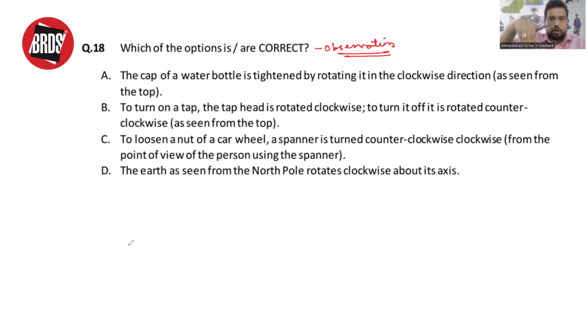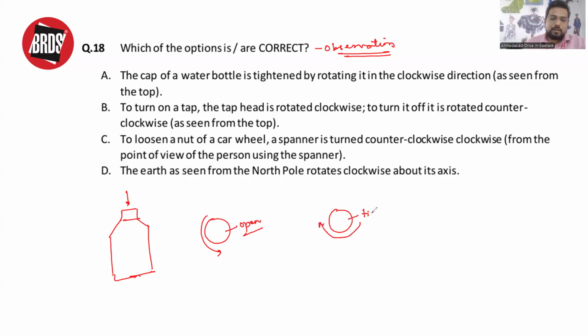If you're looking from the top of that bottle, like a bottle is like this, and this is the cap of that bottle, and you have to loosen it, you have to open up this bottle, in that particular case we rotate it in the anti-clockwise direction like this. If you have to open up this bottle, looking from the top, that is for the opening. So if you have to tighten, you have to definitely move in the opposite direction. So that would be the case for the very first one.